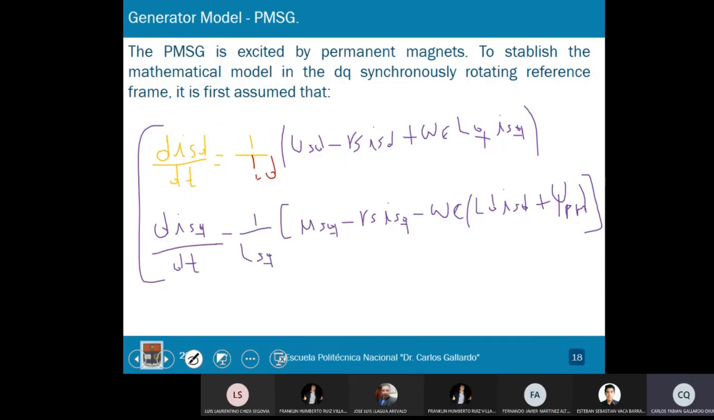For these two equations, I will assume the electromotive force of the Q axis, I will define this as equal to the speed times the permanent magnet flux.